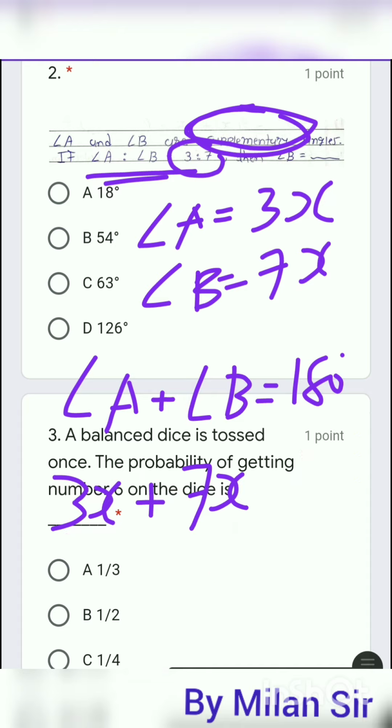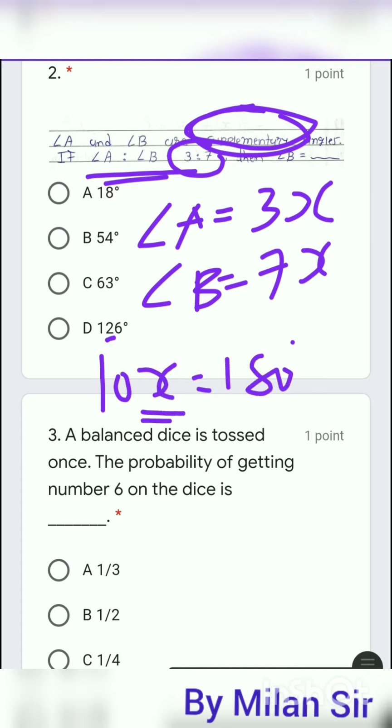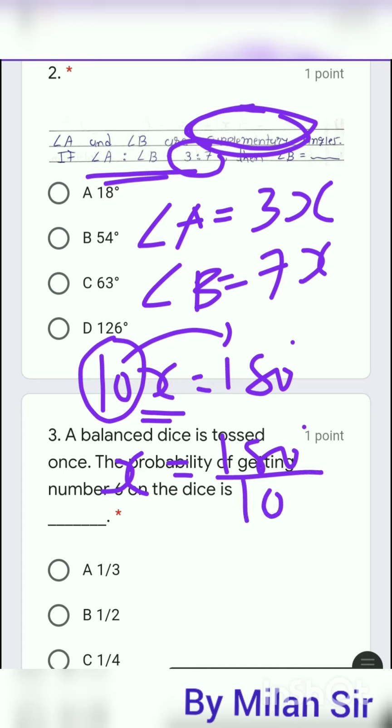Now remember this thing. Here we get 10x is equals to 180 degree. Now we need to find the value of x. So transfer this 10 to the right hand side. It goes to the denominator. So 180 divided by 10. So x is equals to, here 0 0 cancel, 18. So our value of x, it is 18.